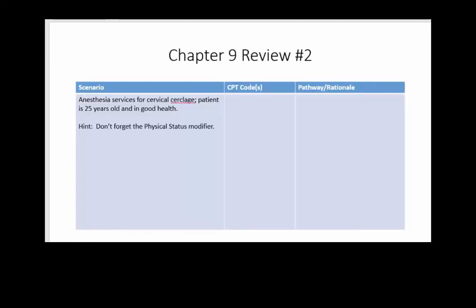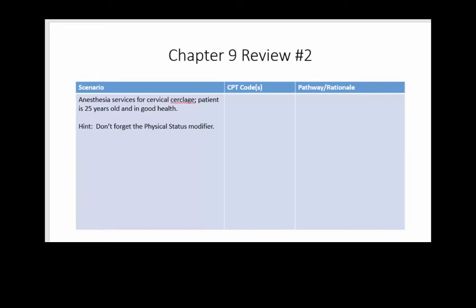Okay, let's look at some of the review questions in your CPT textbook. I follow the usual format where I give you the scenario, then you attempt to find the code, and then we'll be looking at the answers on the next slide. These anesthesia services for a cervical cerclage where the patient is 25 years old and in good health.